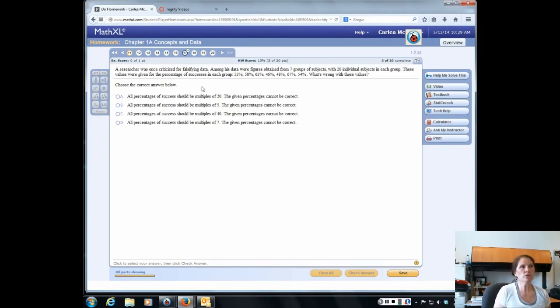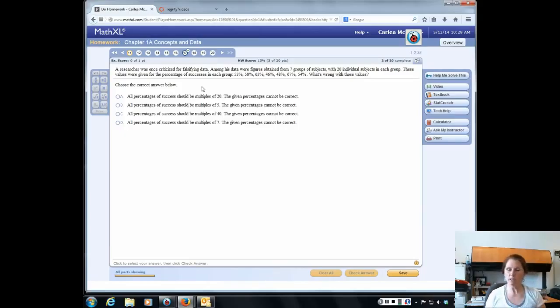Okay, in this one, a researcher was criticized for falsifying data. Among his data were figures obtained from 7 groups of subjects with 20 individual subjects in each group. These values were given for the percentage of success in each group: 53%, 58%, 63, 46, 48, 67, 54. What's wrong with these values?